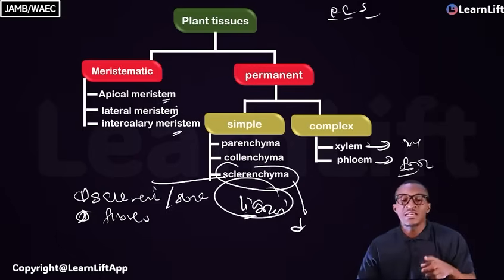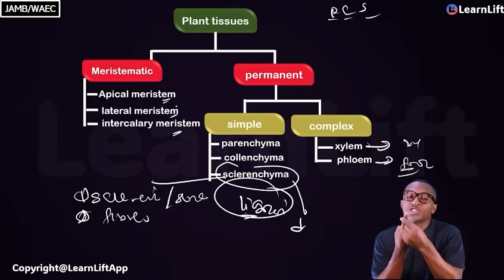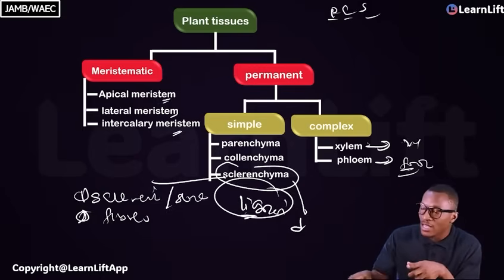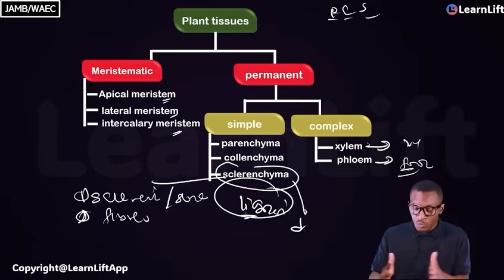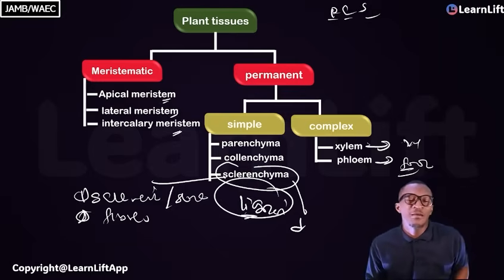While your apical meristem is for growth of the apical branch, apical areas, the lateral meristem is to increase width, while the intercalary is for the roots.